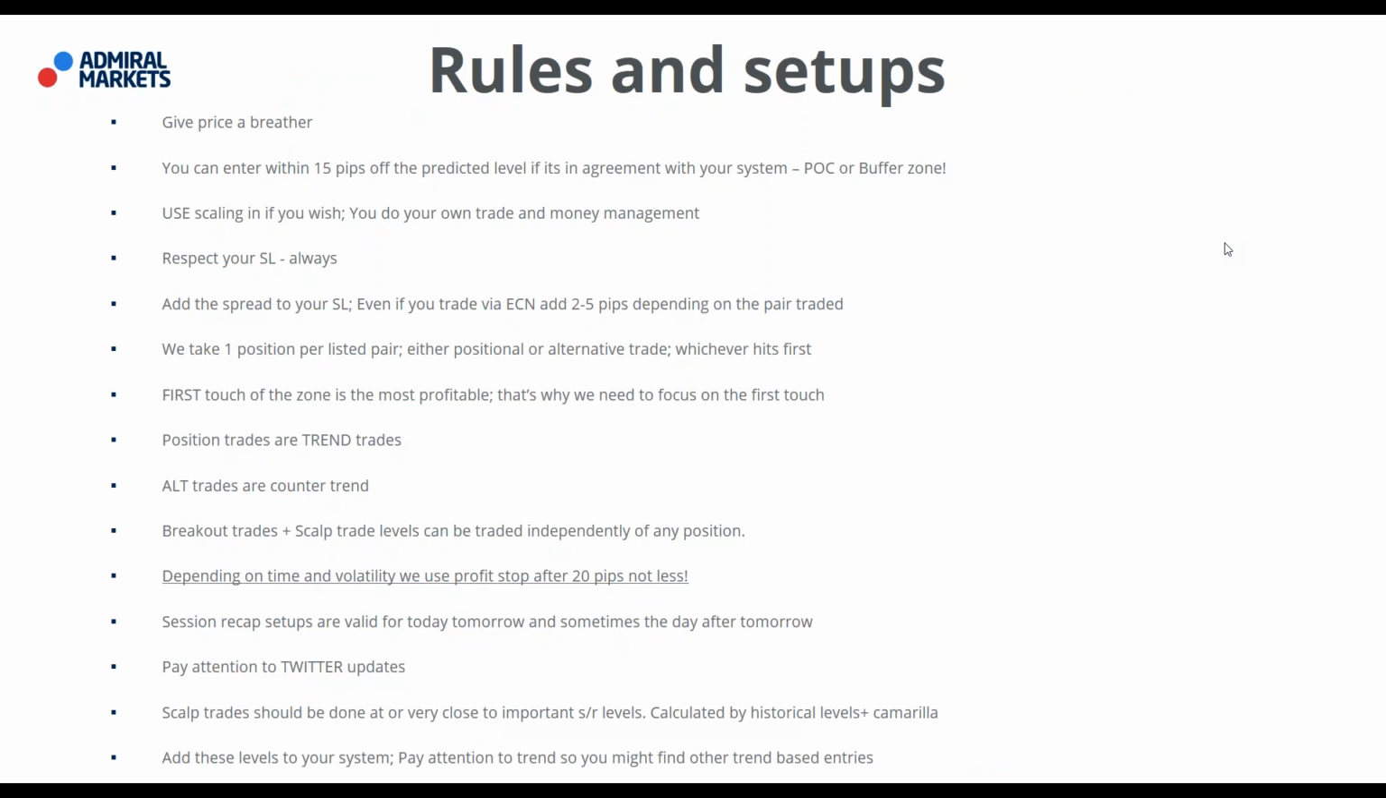Before I show you, just quick risk disclaimer, rules and setups about our trades. You need to give price a breathing room and enter within 15 pips of the predicted level if it's in agreement with your system. We call it POC or buffer zone. That is very important. Use scaling in if you wish, and you need to do your own trade and money management. Respect your stop loss always. Add a spread to your stop loss. Even if you trade via ECN, add 2 to 5 pips depending on pair traded. When you have a stop loss, just add a little bit more just to be sure that you are not spiked out.